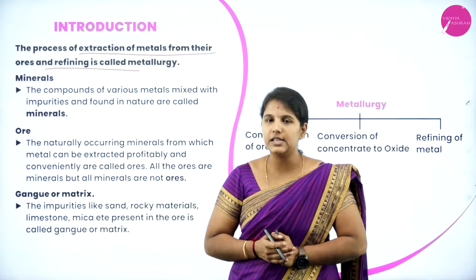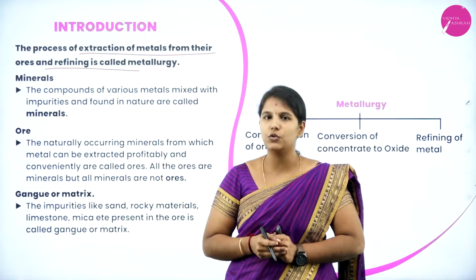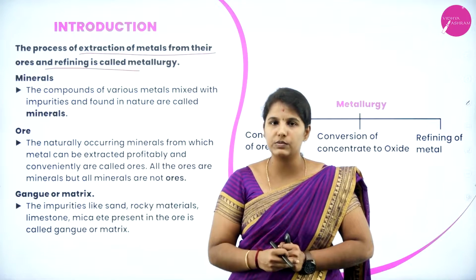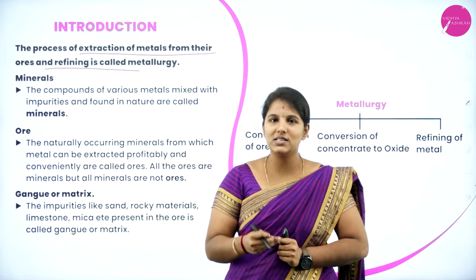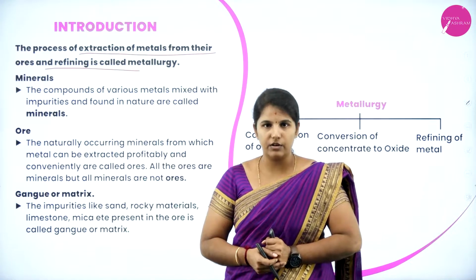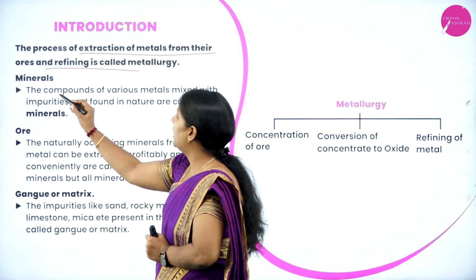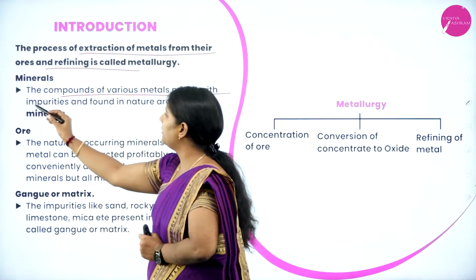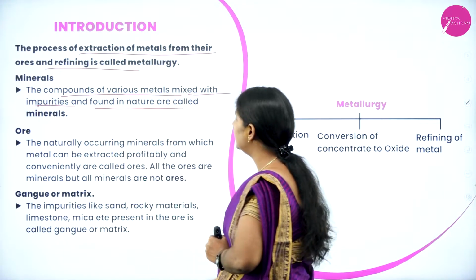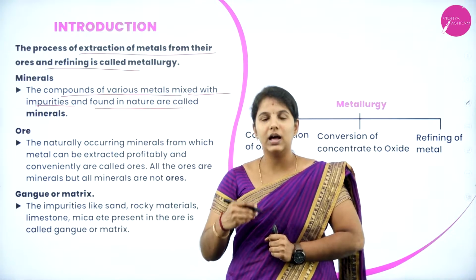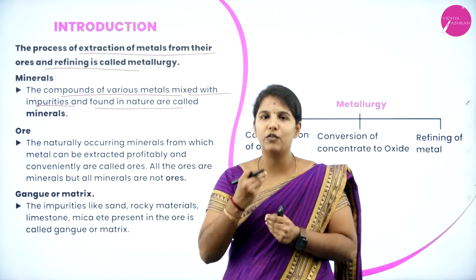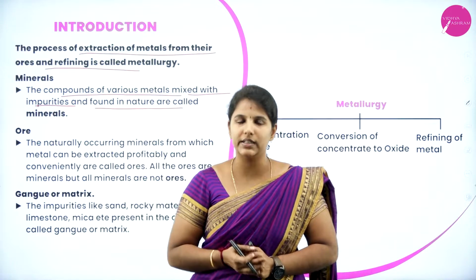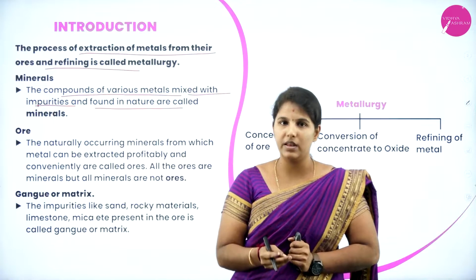So in metallurgy, before going to understand this unit, we need to know some of the important terminologies. The first one is mineral. Now let us understand what is a mineral first. Minerals are the compounds of various metals which are mixed with impurities and found in nature. Minerals are the metals, usually found with many impurities, and they are always found in nature. They are known as minerals.